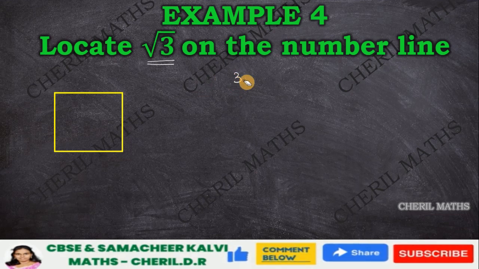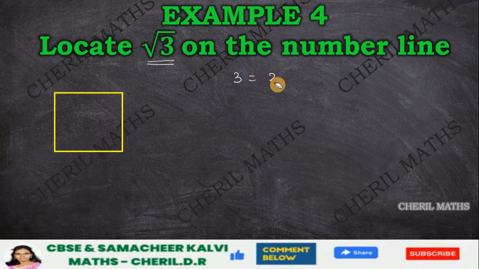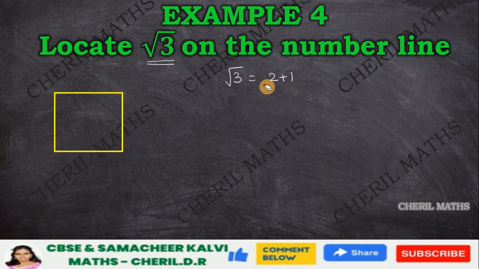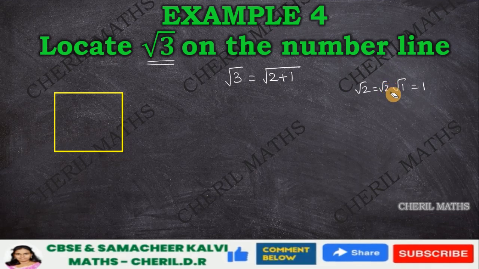So how can you get 3? First of all, you can get 3 by writing 2 plus 1. There is no other combination. If I want root 3, I need to have the square root of 2 plus 1. So I need to find the square root of 2 and the square root of 1. Square root of 1 is 1. Square root of root 2 is root 2 only.